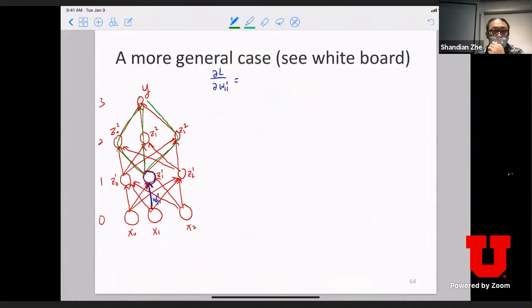So the remaining thing is quite mechanical. We just enumerate all the results. So let us look at the first path. It will be partial L over partial Y.